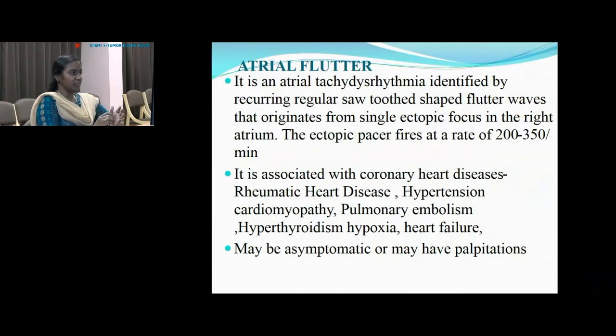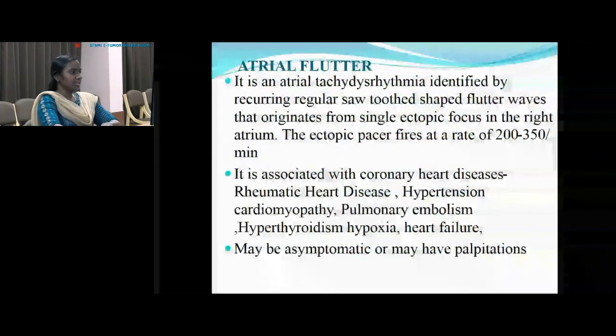It is associated with coronary heart disease, rheumatic heart disease, hypertension, cardiomyopathy, pulmonary embolism, hypothyroidism, etc. Sometimes the patient may be asymptomatic, and some patients may present with symptoms like palpitations.